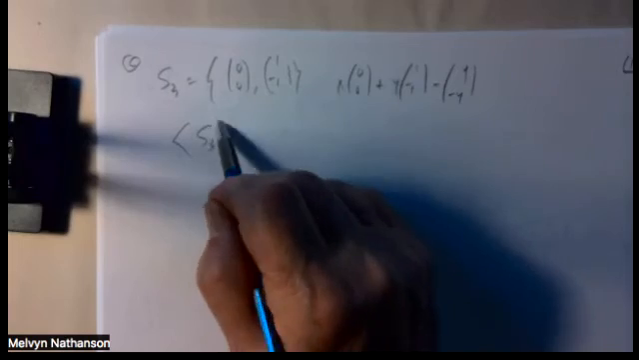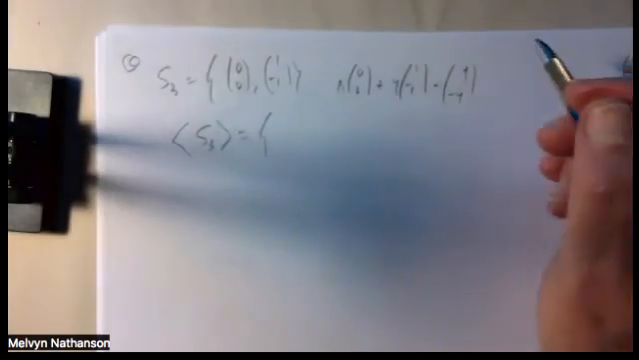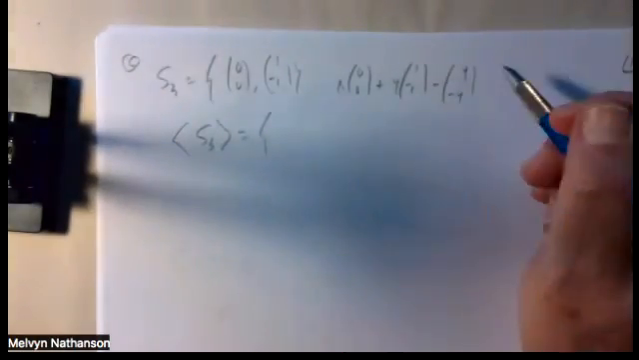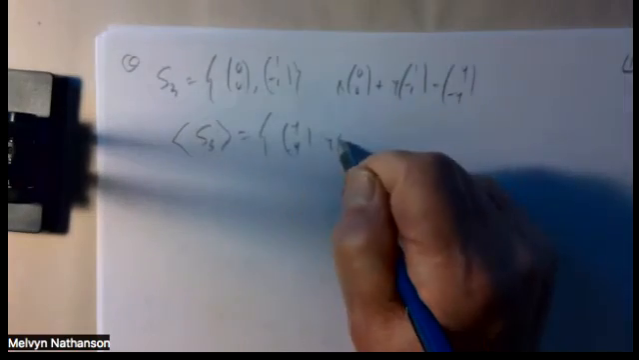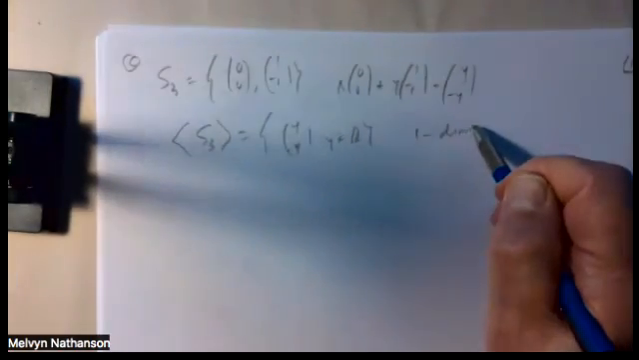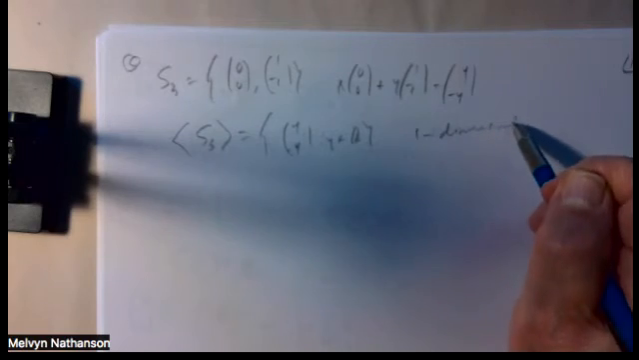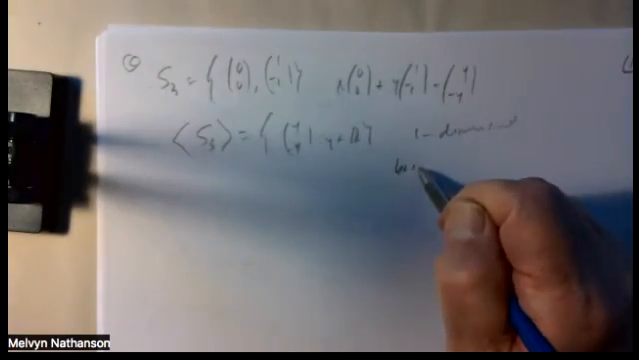So the subspace generated by this set of vectors S3 is just all scalar multiples of (1, -1), the vector y times (1, -1). And this is 1-dimensional. The basis is (1, -1).